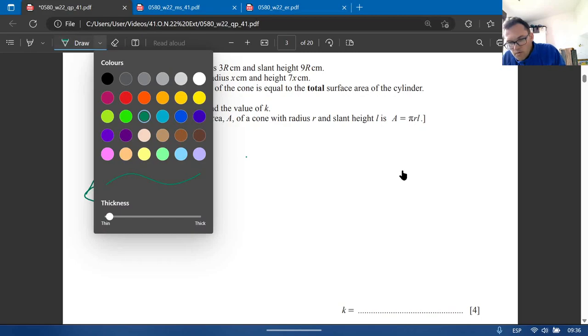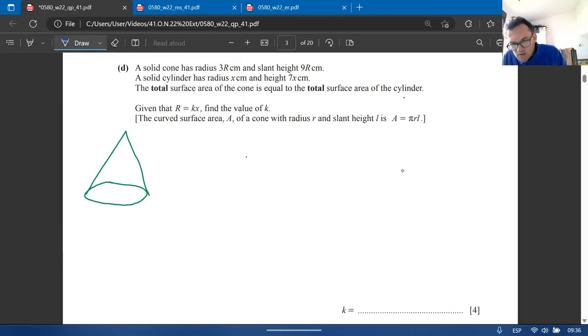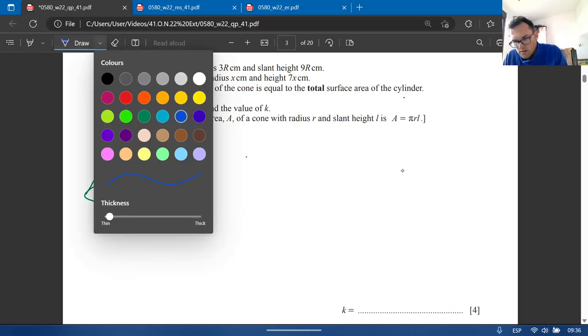All right, solid cone. It has a radius of 3r. The moment you see they don't give you numbers, they give you some other stuff, then you know you're going to have to think carefully. Slant height of 9r. Now, slant height is that slanted side, of course, 9r. And now we've got a cylinder as well. Okay, let's draw the cylinder then.